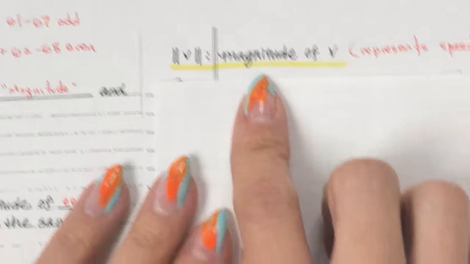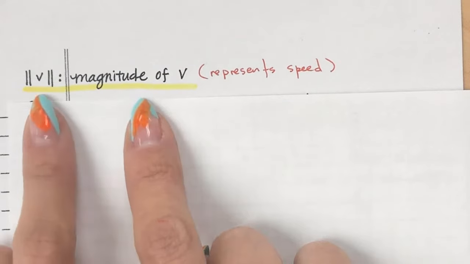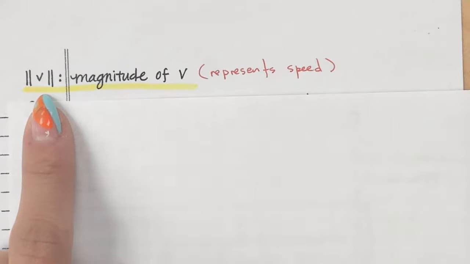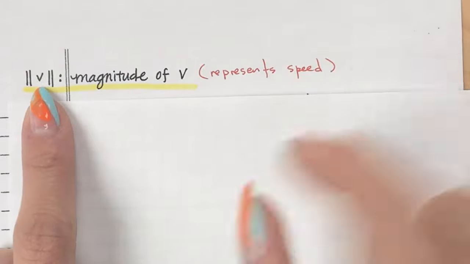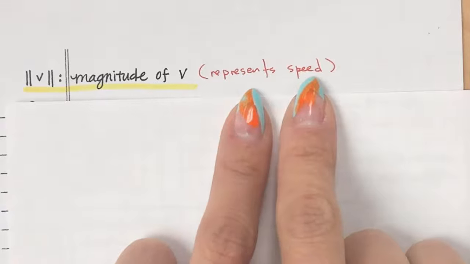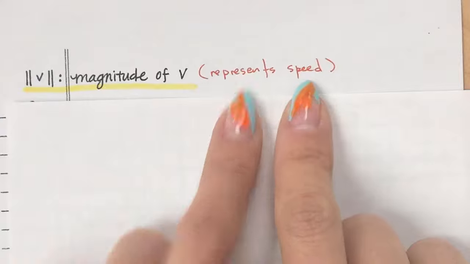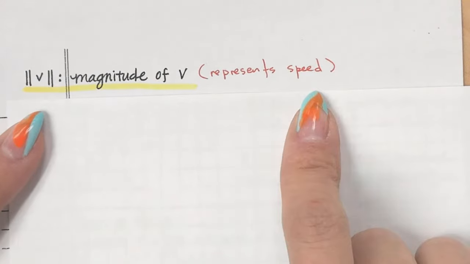so the magnitude we're going to write like this. It almost looks like a double absolute value. It's similar, right? Absolute value is the distance to 0. Magnitude just means the actual size of it. And then it also represents speed. So just so you know, a magnitude of a vector can also represent speed. Later when we're doing word problems, they're going to represent speed.